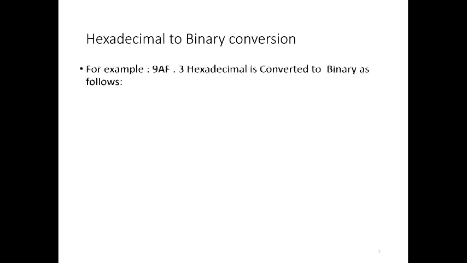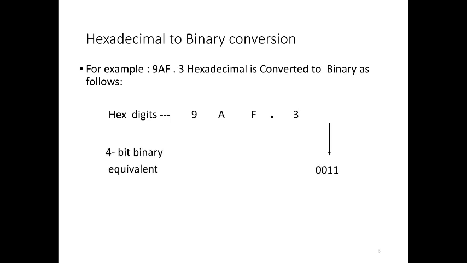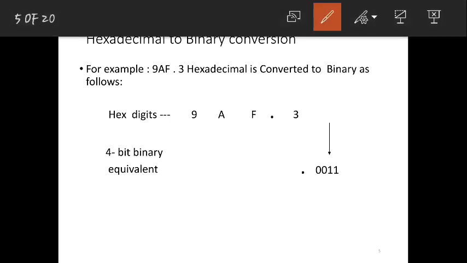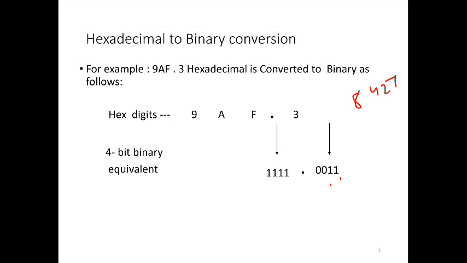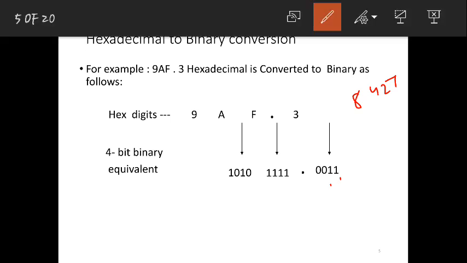See, hexa to binary conversion. For example, 9AF.3 hexadecimal is converted to binary as follows. See, this is the hexadecimal number and its 4-bit binary equivalent. For 3, you know this is the value. 3 means you just write this 1 2 4 8. If you add these two you will get 3. So 1 and 1, remaining 2 zeros. Next, after that you have F. This is for 3, this is for F.